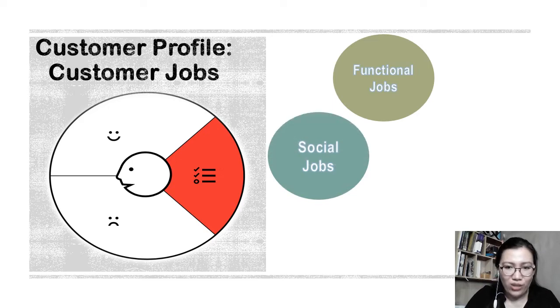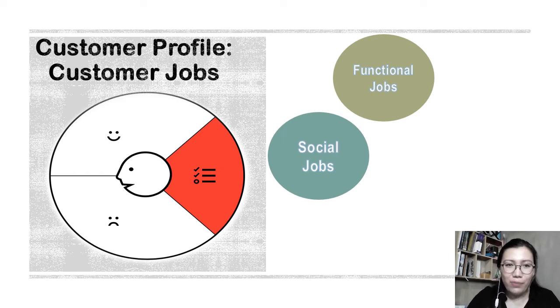Second is the social jobs. Social jobs are when your customers want to look good or gain power or status. These jobs describe how customers want to be perceived by others. For example, when they want to look trendy, just to be perceived as sabay sa uso, di ba?